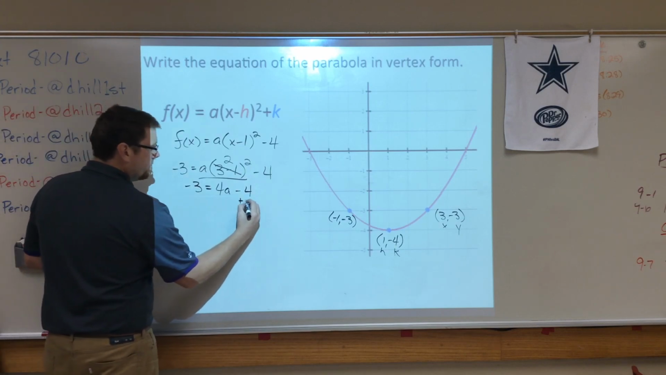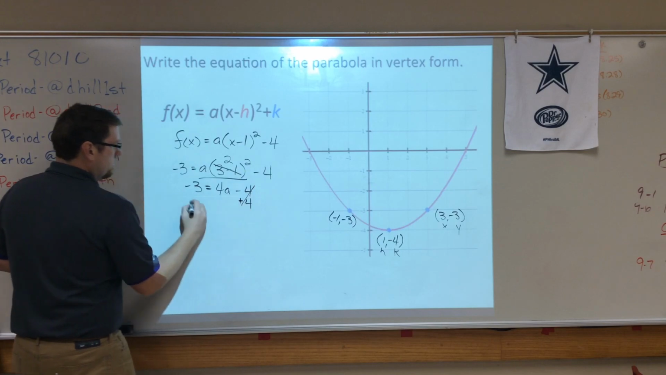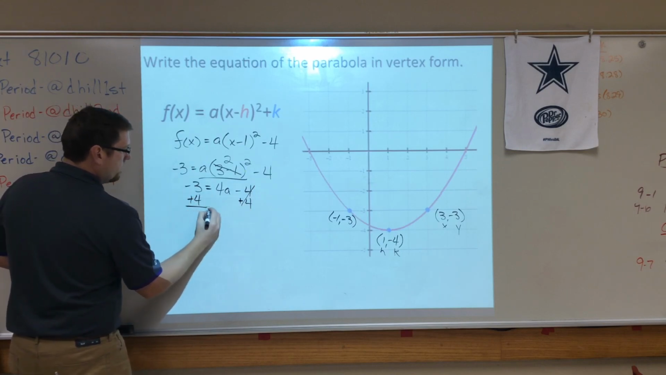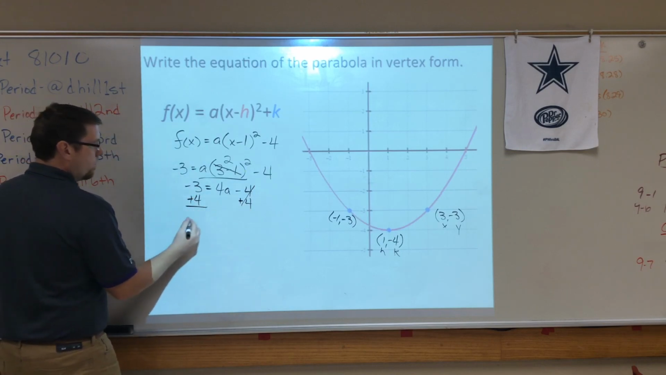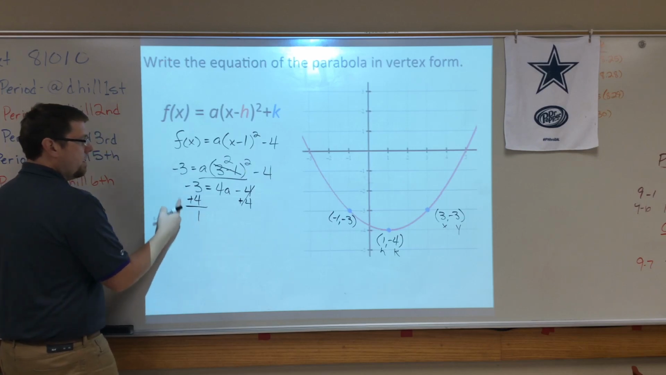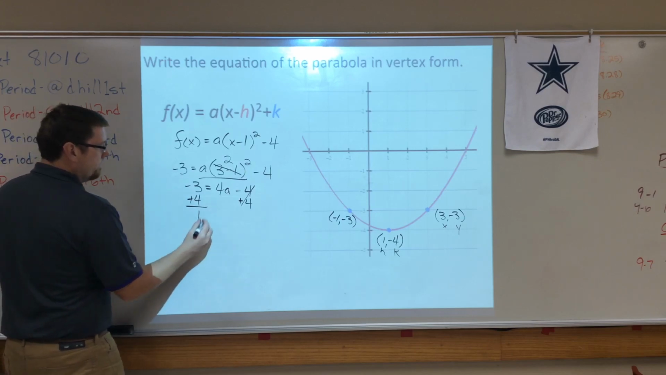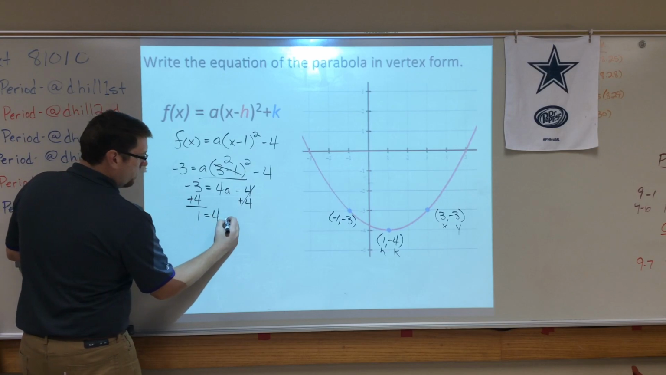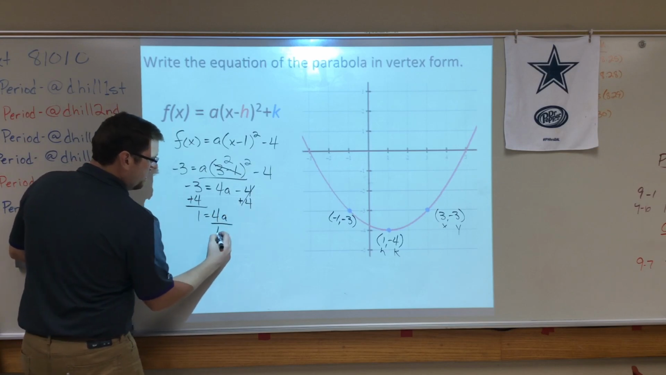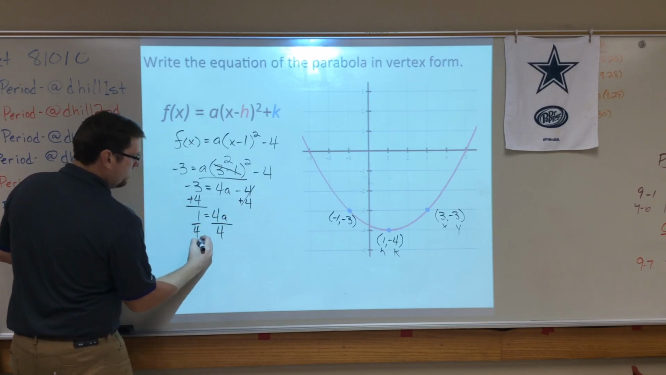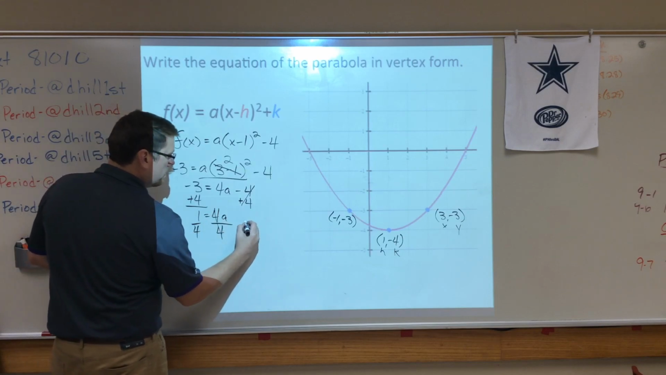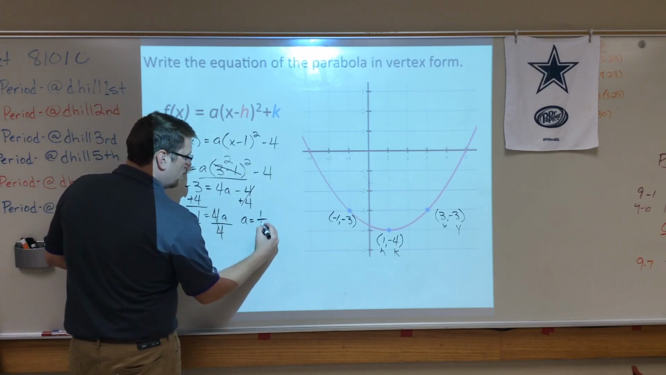Now solve for a using those two simple steps. Move my k value over. -3 plus 4 is +1. Be careful about those adding and subtracting of negatives. Equals 4a. And then my last step would be to divide by 4. A equals 1/4.